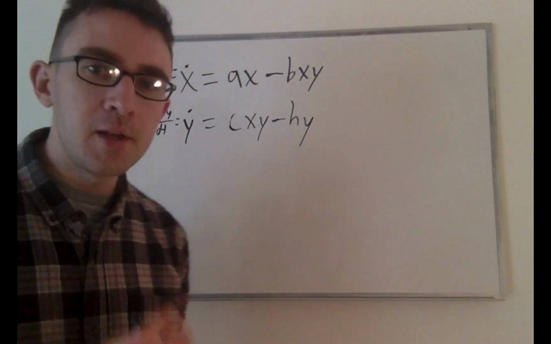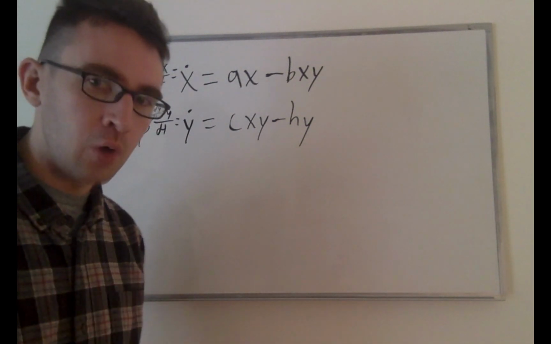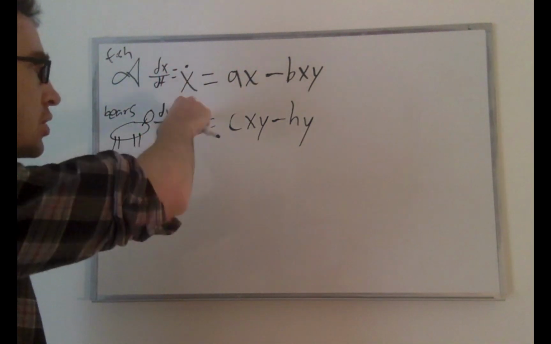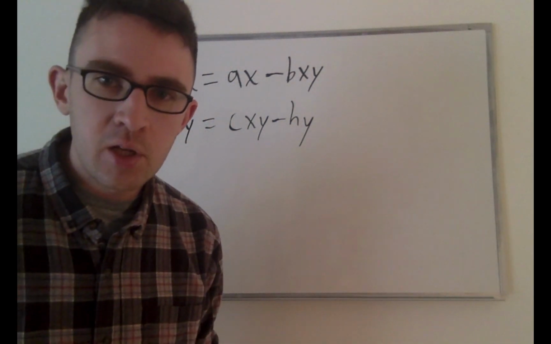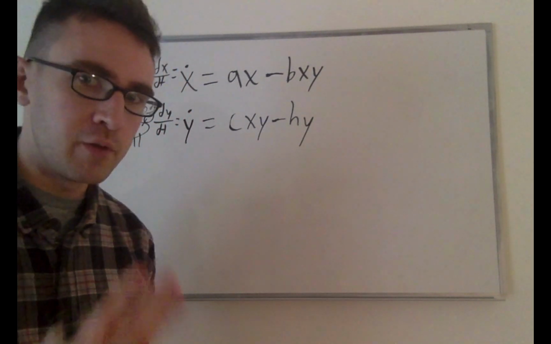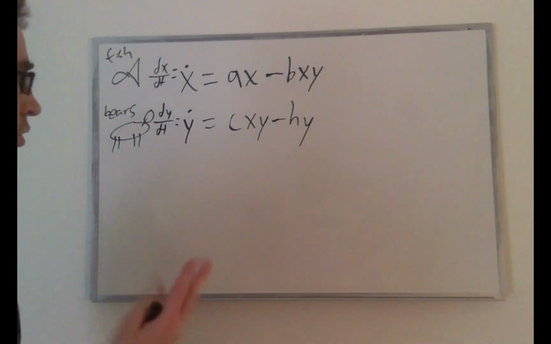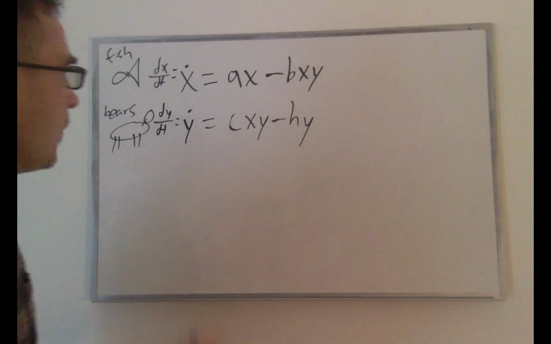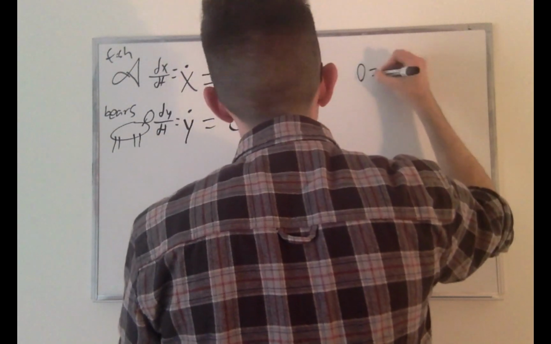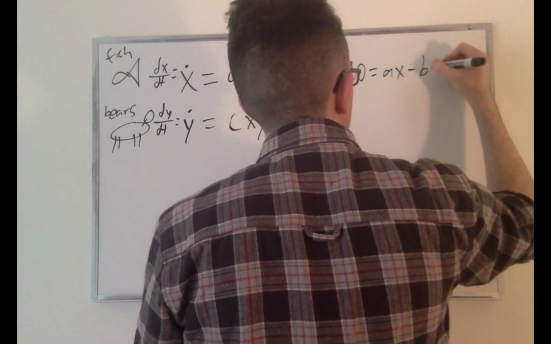So the way we find an equilibrium point for a differential equation is by setting the equation to 0, because when we set these equations to 0, that means that no change is happening in the system. Because if the derivative is 0, that means there's no change happening. So let's just do this and get started. We'll set this one equal to 0. So we'll have 0 equals ax minus bxy.